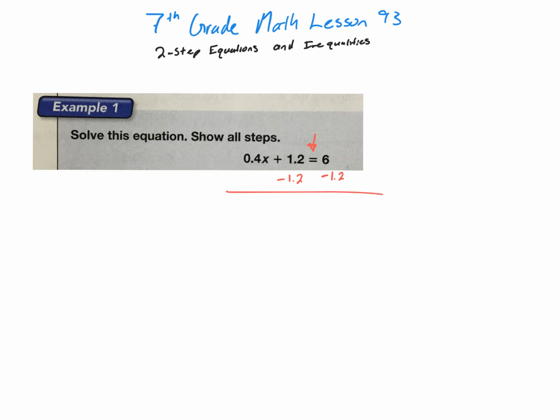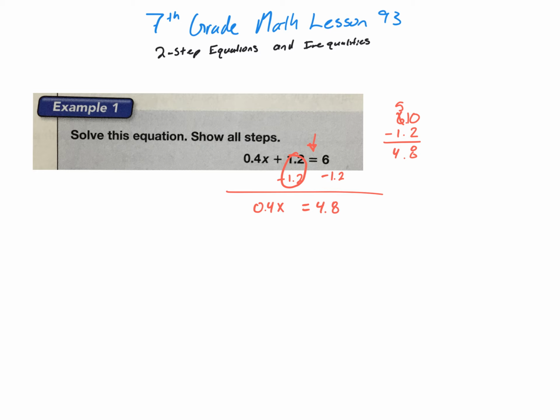So on the left-hand side, 1.2 minus 1.2, those two go to 0. So I just have the 0.4x plus 0, or you can just leave it as 0.4x. And then 6 minus 1.2, that would be 6.0 minus 1.2. To borrow, that's going to be a 5, and the 10 is going to be 0.8, and 5 minus 1 is 4, so it's going to be 4.8.